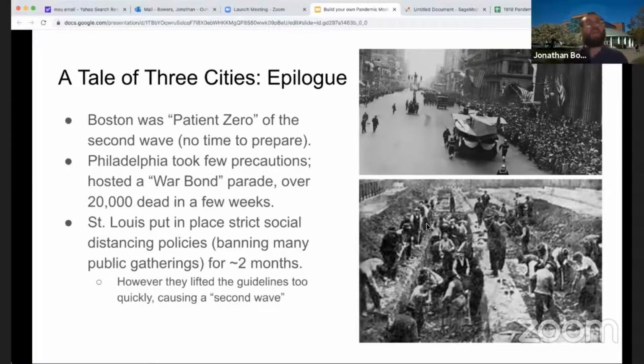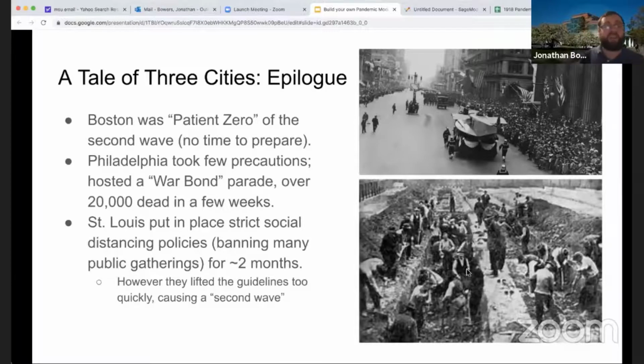Philadelphia, however, is a little bit away from Boston. They had some time to prepare. But you know what they did? They decided to have a war bond parade, a massive parade of people trying to raise support for the war, getting funding and such. They ignored public health warnings. And within 2 weeks later, here is Philadelphia: 20,000 dead in 3 weeks and mass graves in the city because they ignored the warnings.